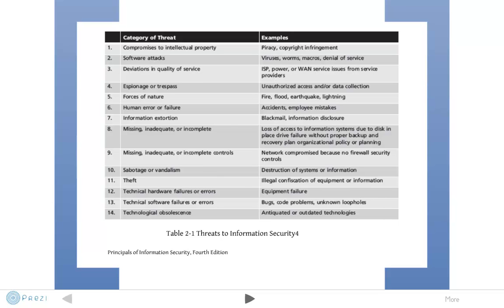The technical software failures or errors like bugs, code problems, unknown loopholes. Finally, technological obsolescence, as in antiquated or outdated technologies. If you look at when to implement technology, we start with cutting edge, right? Cutting edge, where you have early adopters. Sometimes we call it the bleeding edge because, you know, the bugs we don't know yet about.